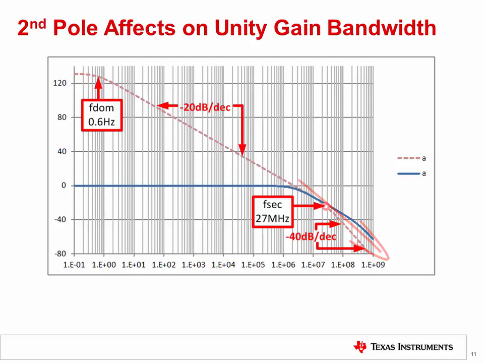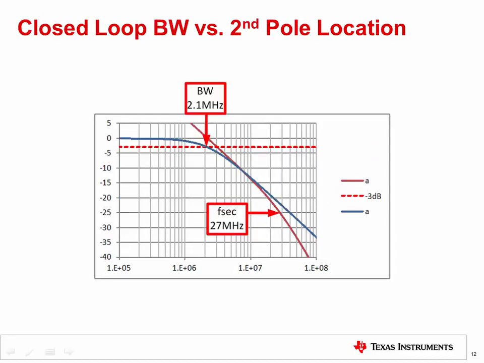This plot also shows the presence of a second, high-frequency pole located at 27 MHz. Above this frequency, the AOL curve decreases at a rate of 40 dB per decade. The location of the second pole will affect the bandwidth of the circuit. We will find that as the frequency of the pole decreases, the bandwidth will increase, and vice versa. Now let's zoom in on the high-frequency portion of the graph. When the second pole is located at 27 MHz, we find the bandwidth, or -3 dB point, is 2.1 MHz.